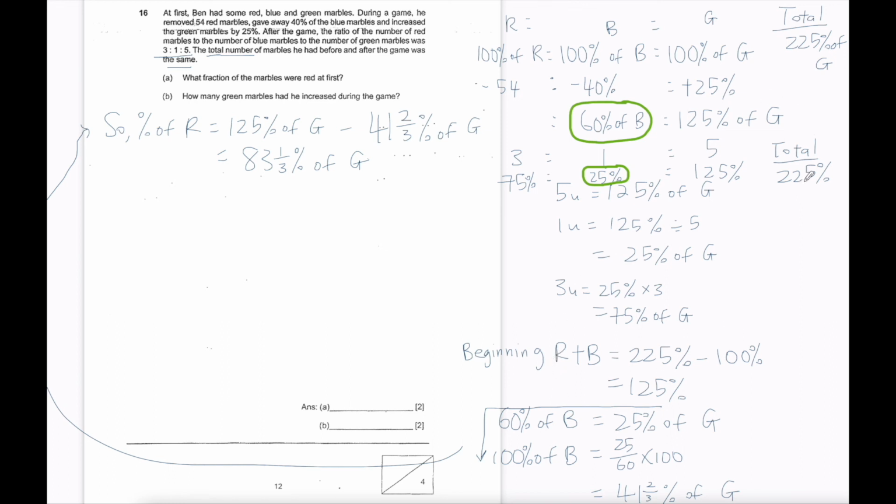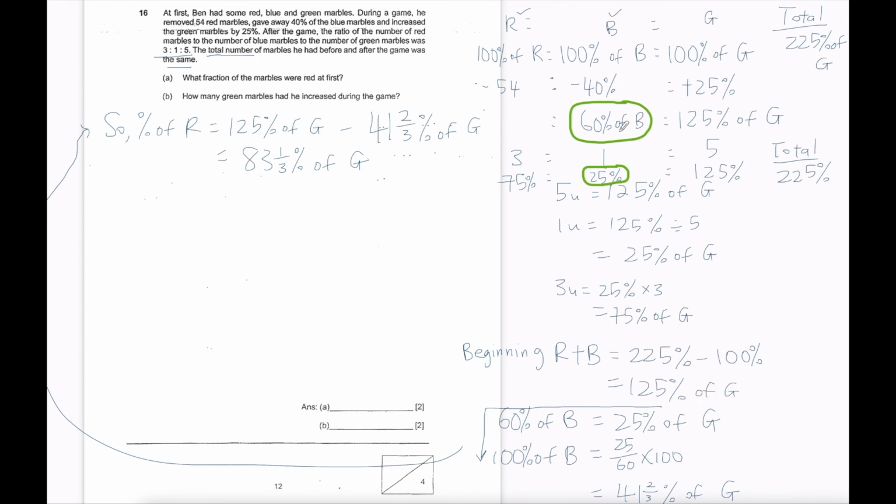So in the end we found out that there's a total of 225% of green. Okay, which is here. And then since they are the same, that means at first there's also 225% of green, and I minus away 100% of green. So that means red and blue, they add up together to 125% of green.